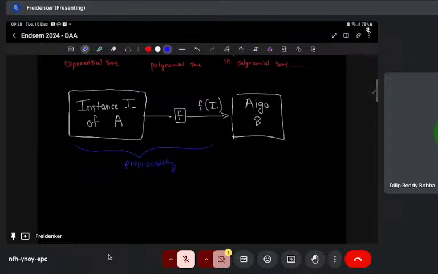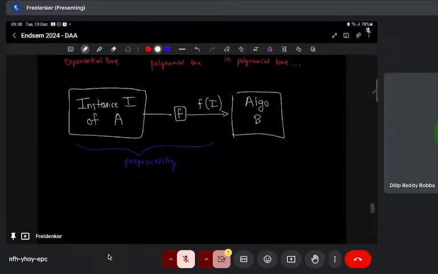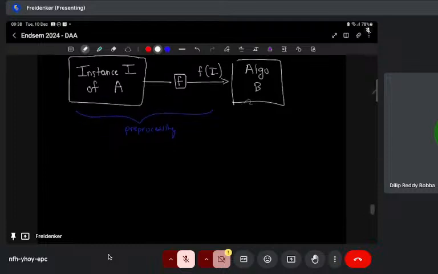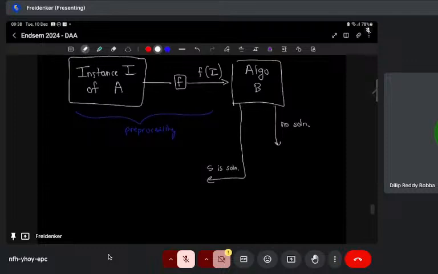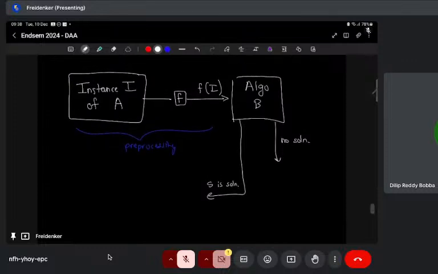So after algorithm B gets the input, what is it going to do? It's either going to give you a solution or it's not going to give you a solution. So two cases. So let's say S is the solution. If algorithm B is giving you no solution, it means there is no solution for f of I, and it means there is no solution for I as well.